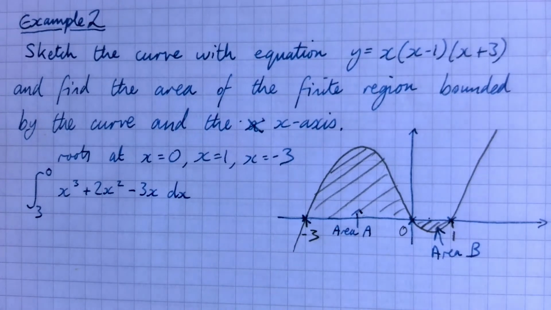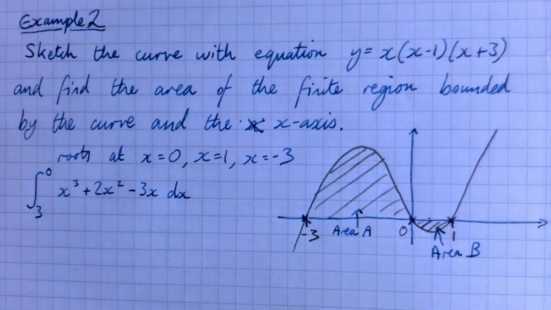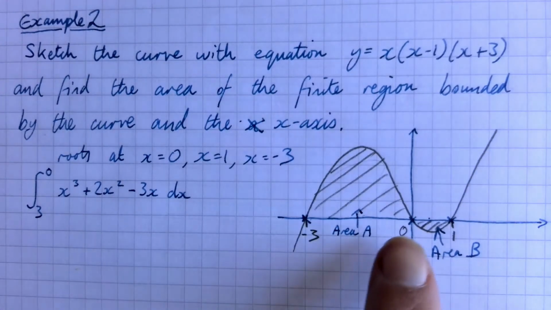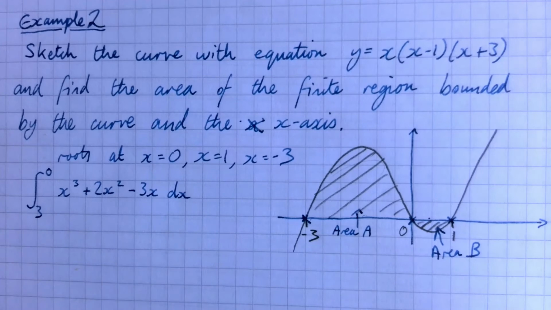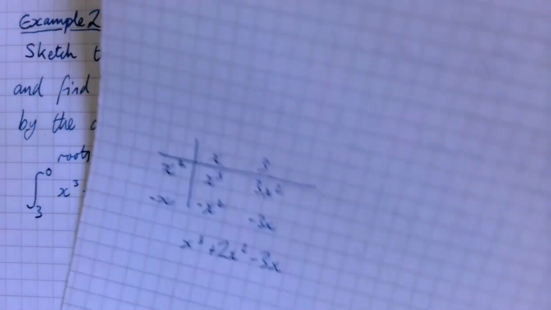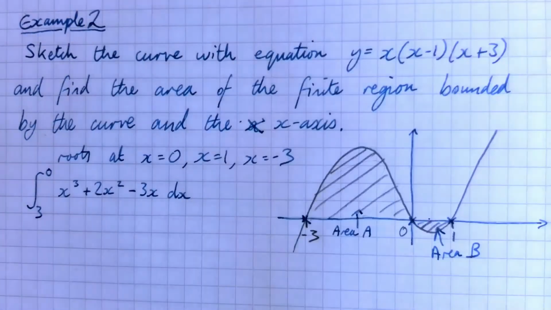So first up, you should have expanded it to give that and say, right, I want to integrate for this area. I've called this area area A, between 0 and negative 3, between 0 and 3, x cubed plus 2x squared minus 3x. In order to get that, I expanded the first part and then just used a little grid to expand the rest of it.